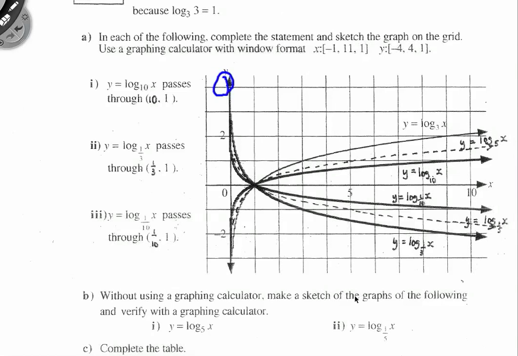Without using a graphing calculator, make a sketch of the graphs of the following and verify with a graphing calculator. You can figure out some points. You know that when x is 1, log of 1 becomes 0. Log of 1, as it said above, no matter what the base is, is always 0, so that gives you 1 point. And the other point you can have is if you have x equal to 5, log 5 base 5, y would be 1. So that gives you 2 points.